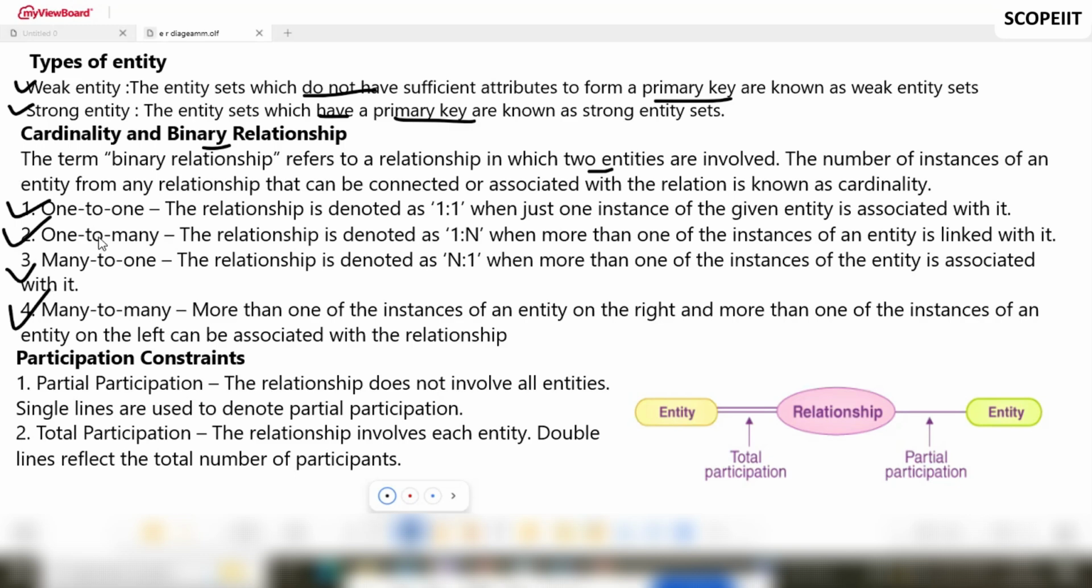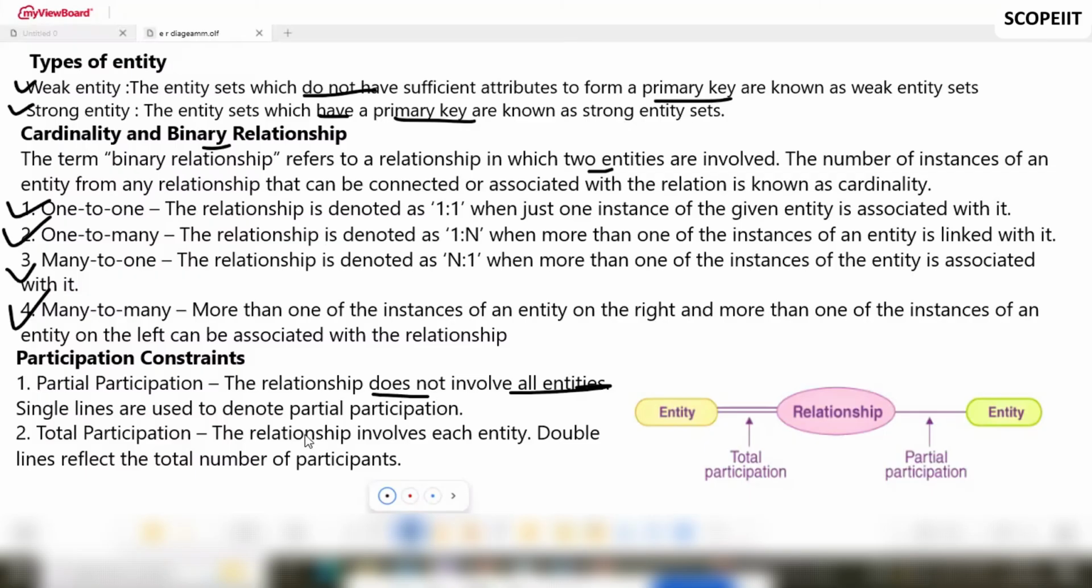So these are the four types of cardinality we are having. Then partial participation. What do you mean by partial participation constraint? Partial participation means the relationship that does not involve all the entities. So the relationship that does not involve all entities is known as partial participation.